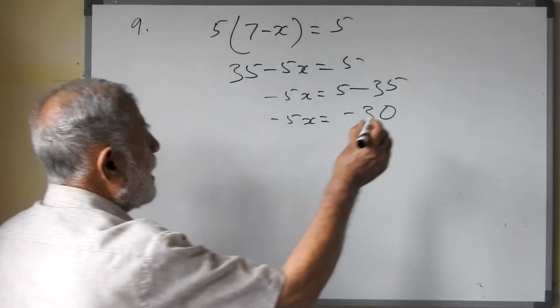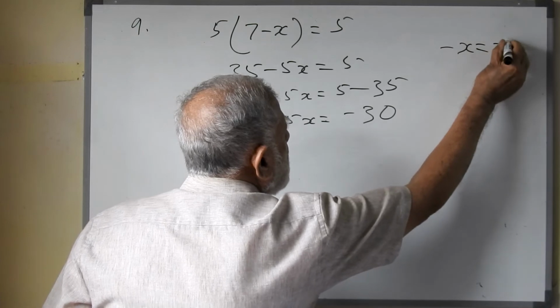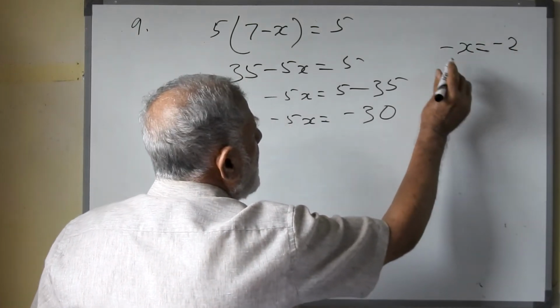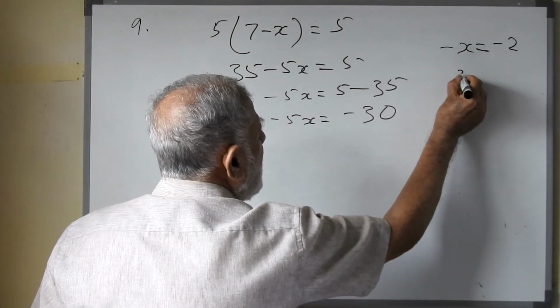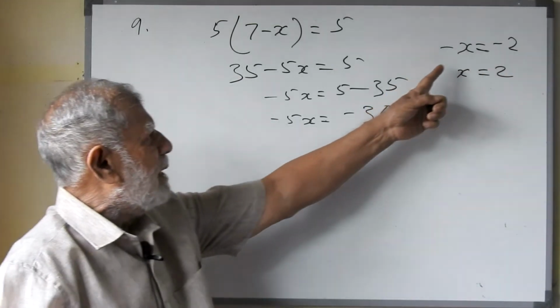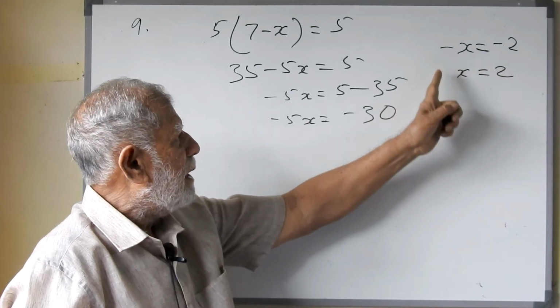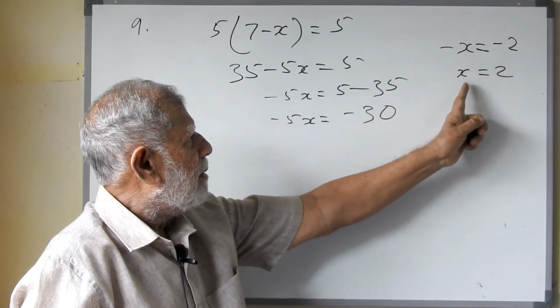First of all, when you have minus x equals minus 2 on both sides, the minus and minus get cancelled and x becomes 2. How does it get cancelled? We multiply both sides by minus. When you multiply both sides by minus, minus minus becomes plus, so x is equal to 2.